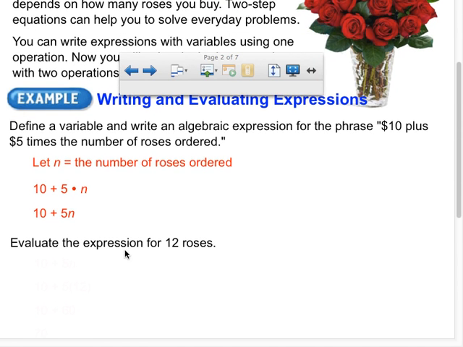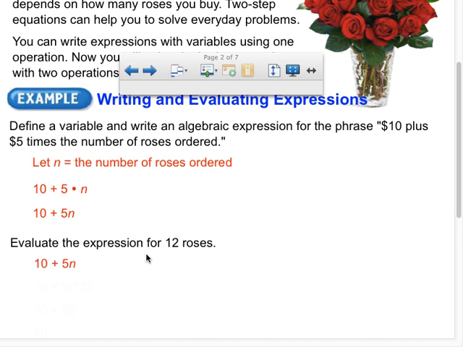All right. Now, if I say evaluate the expression for 12 roses, can you guys really quickly evaluate that? That's just a really quick number of exercises. Okay. Who's got the answer? What's the answer? Right, it's 70. So let's walk through this.